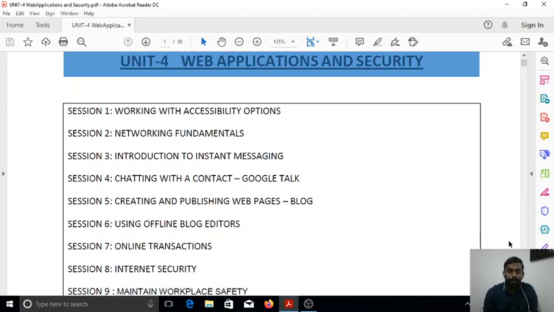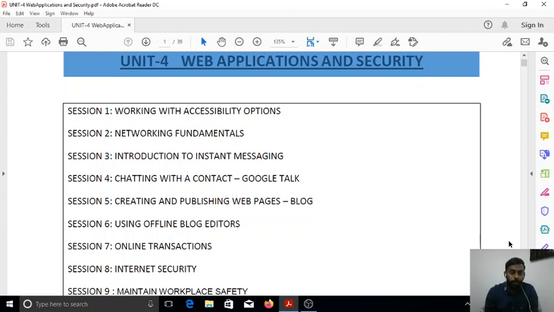We have already completed the first unit, database management system, and learned different topics like data, database management system, RDBMS, and different ways of working with OpenOffice Base, especially for database. And it's time to look at our next unit, unit 4, web applications and security.